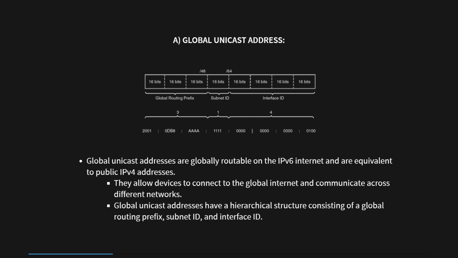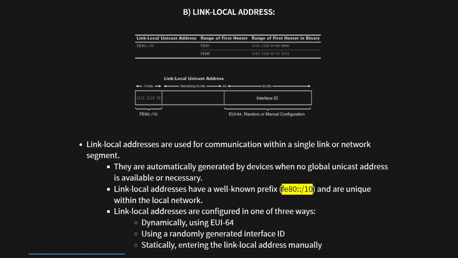Global unicast addresses have a hierarchical structure consisting of a global routing prefix, subnet ID, and interface ID. Link local address. Link local addresses are used for communication within a single link or network segment. They are automatically generated by devices when no global unicast address is available or necessary. Link local addresses have a well-known prefix, FE80::/10, and are unique within the local network. Link local addresses are configured in one of three ways: dynamically using EUI-64, using a randomly generated interface ID, or statically entering the link local address manually.